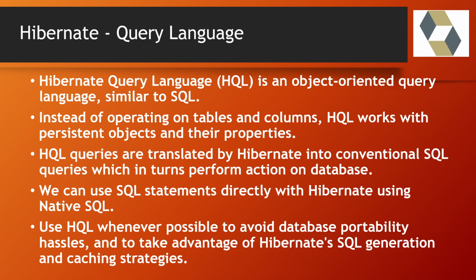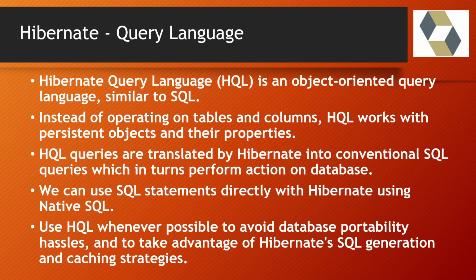But Hibernate is an object-oriented query language similar to SQL. Instead of operating on tables and columns, HQL works with persistent objects and their properties. So why is it object oriented? When I just say select star from customer, here also it will be similar only. What is customer here? Class. Customer is the class, not the table. In SQL, customer is the table. So select first name, last name from customer. What is first name, last name?